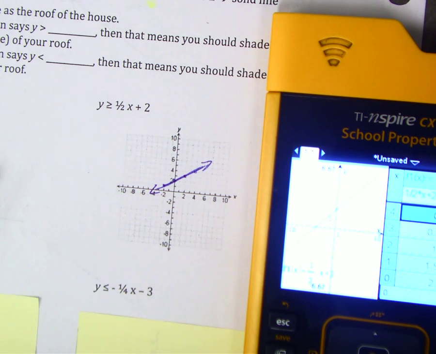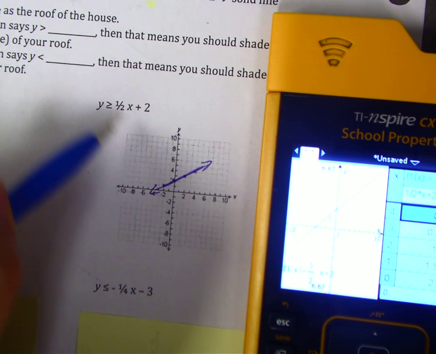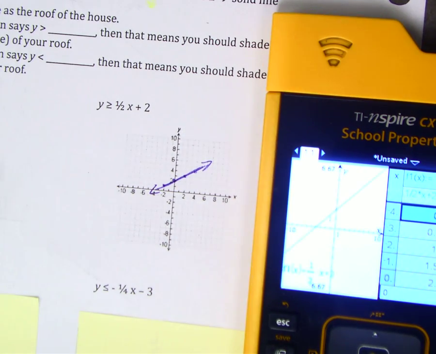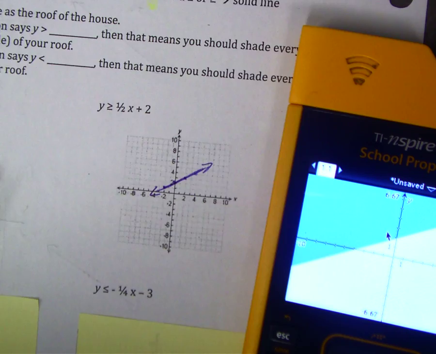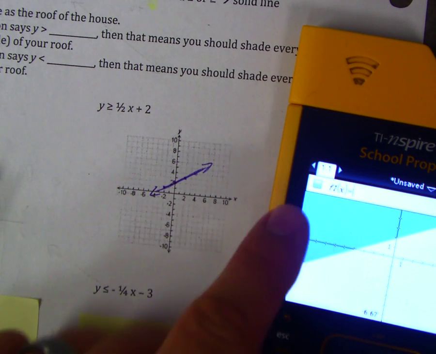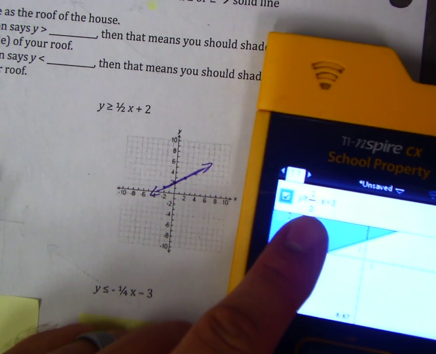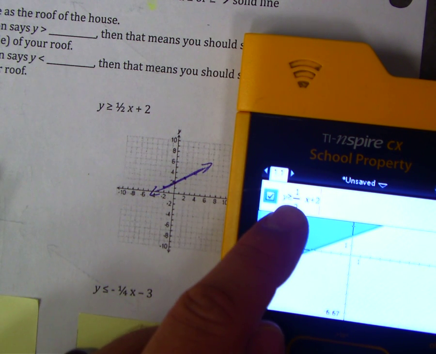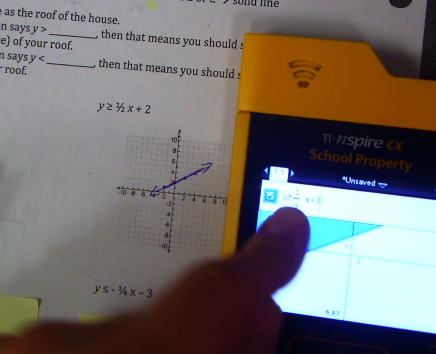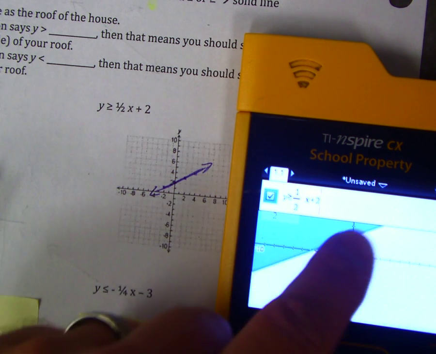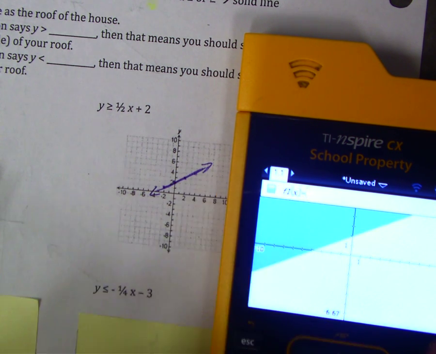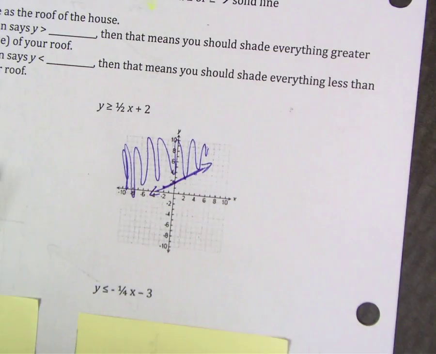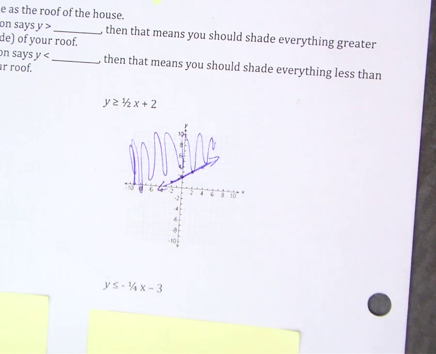Then the next thing we need to do is, do we shade above or do we shade below? If you remember, this is going to be a shade above. But let's look at that graph right here. If I hit tab and go up to my inequality, I just change that equal sign to a greater than or equal to sign so that it will actually show me how it's shaded here. And you can see it is shaded above. You might want to pause that for a second because we're going to head right on to the next one.